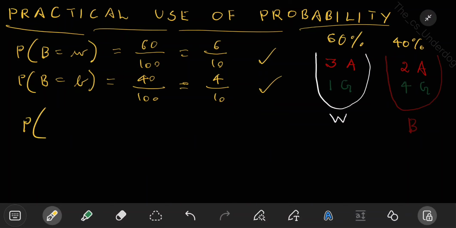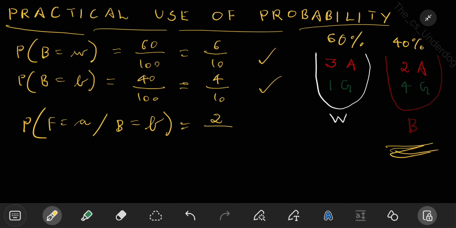Let us say I want to find probability of fruit is equal to apple given bag is equal to brown this time. How do I find this? In the brown bag, there are a total of 2 apples and 4 guavas. So there are 2 apples out of a total of 6 fruits, which means 1 by 3. This is the probability of fruit equal to apple given bag is equal to brown. Similarly, you can find all the probabilities.